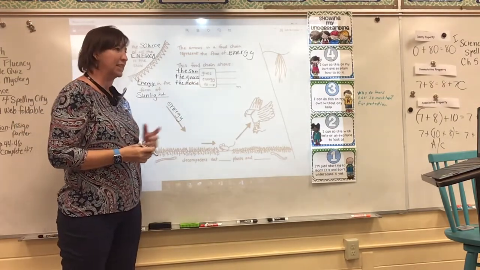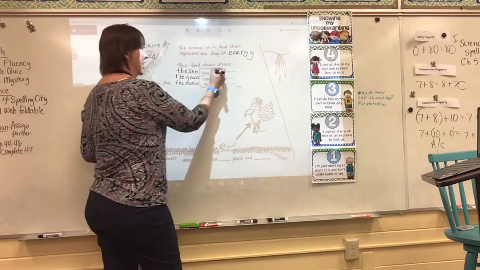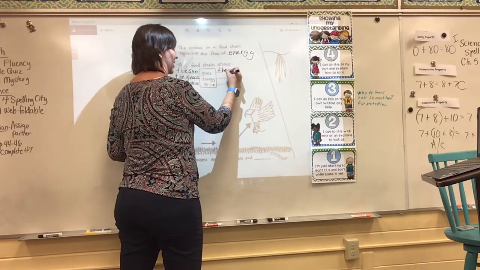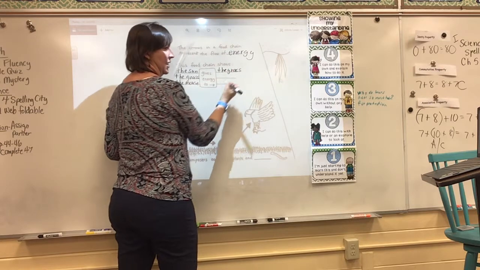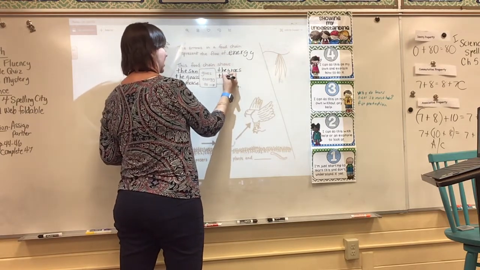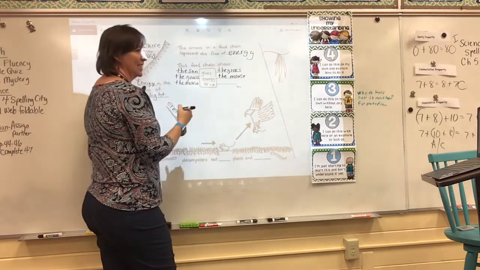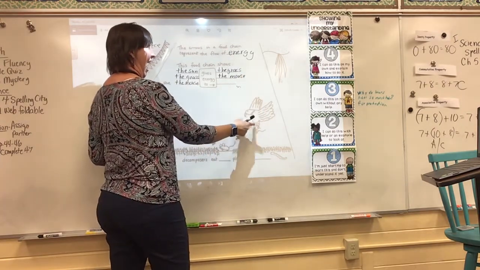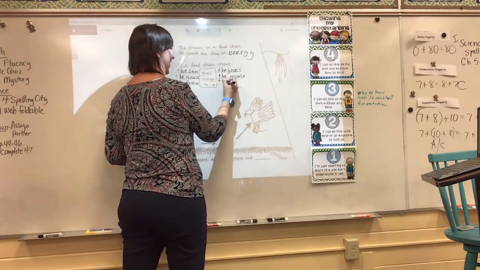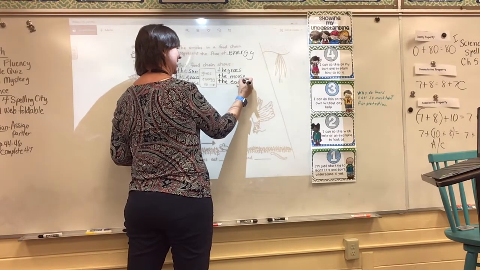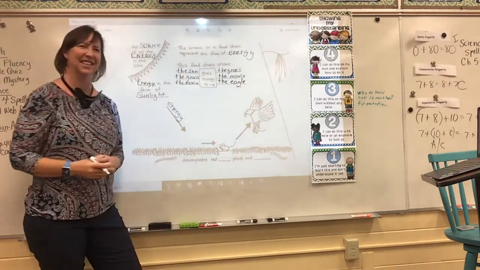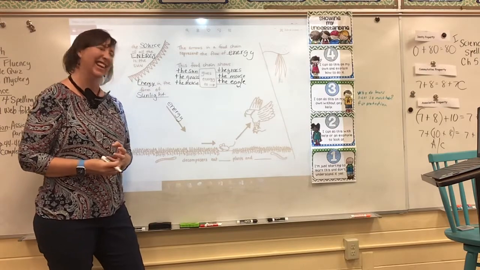And so when we move on to this side, the grass gives energy to the mouse. And the mouse gives energy to the eagle. How could the mouse give energy to the eagle? The eagle can feed it.